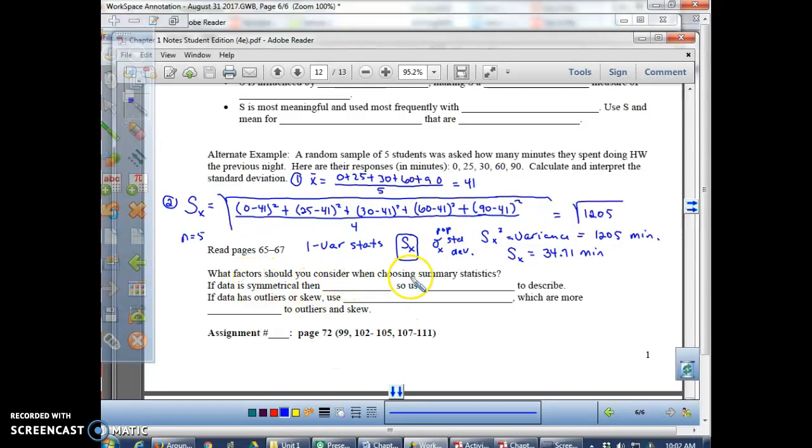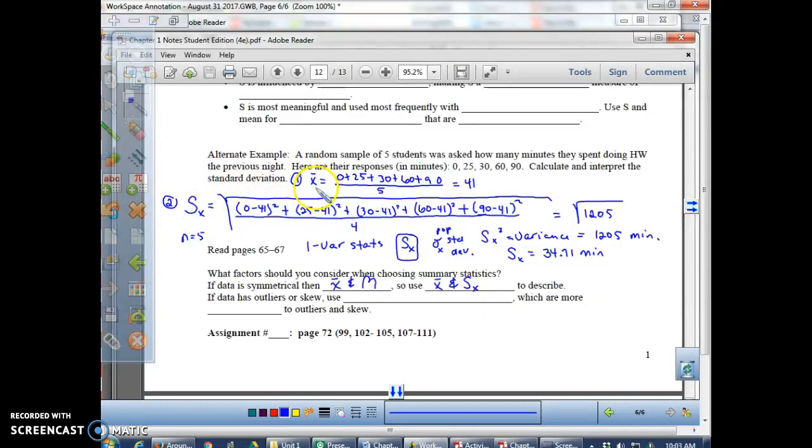So what factors should you consider when choosing summary statistics? So this is sort of to wrap up, how are you going to describe your quantitative data using numbers? So if your data is symmetrical, then you know that your x bar, which is your mean, and your median are pretty much the same. So in that case, you'll use x bar and you'll use standard deviation. So you use mean and standard deviation to describe it. These go together, and the way that you can remember that is you have to compute x bar, and it's part of the formula for finding S sub x.